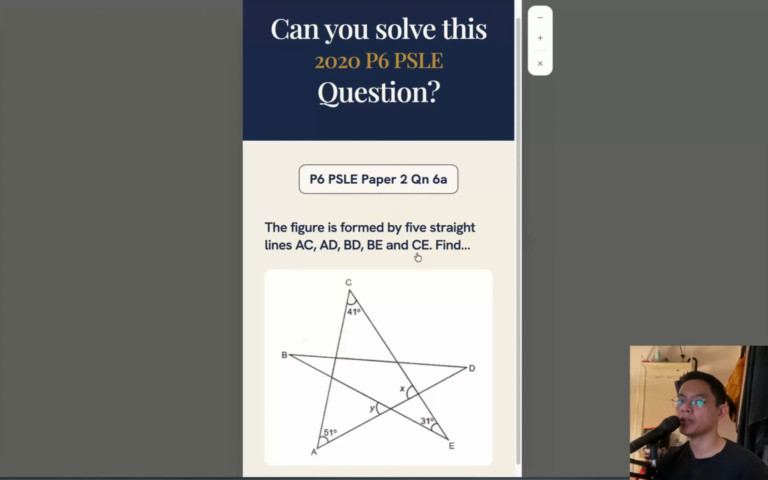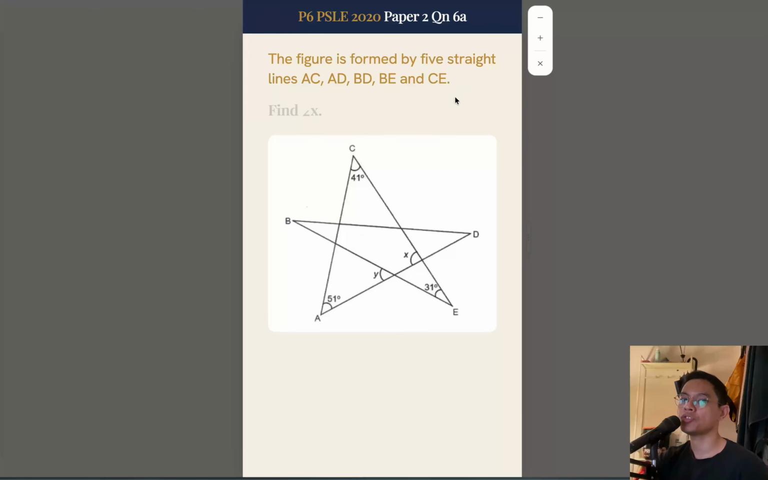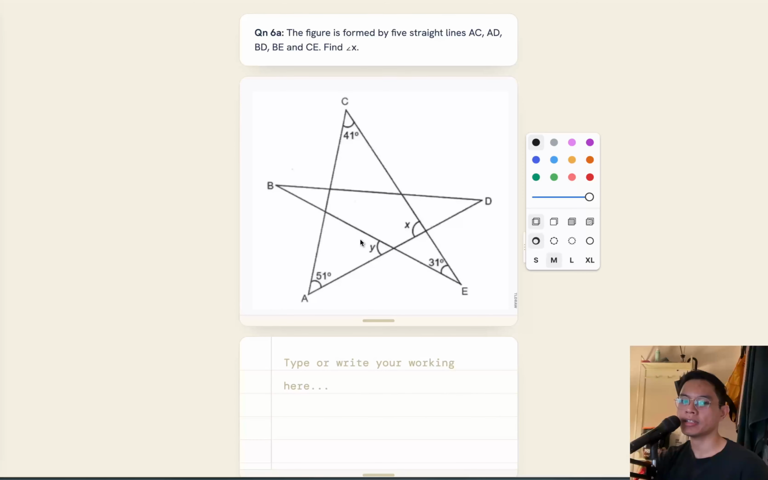Question 6, part A. The figure is formed by 5 straight lines AC, AD, BD, BE, and CE. Find angle X. So angle X is part of what shape or triangle? Angle X is actually in this triangle over here. So angle X would then be 180 minus 41 minus 51. This will be 88 because it's part of triangle CXA. Right, there you go. That's the answer.